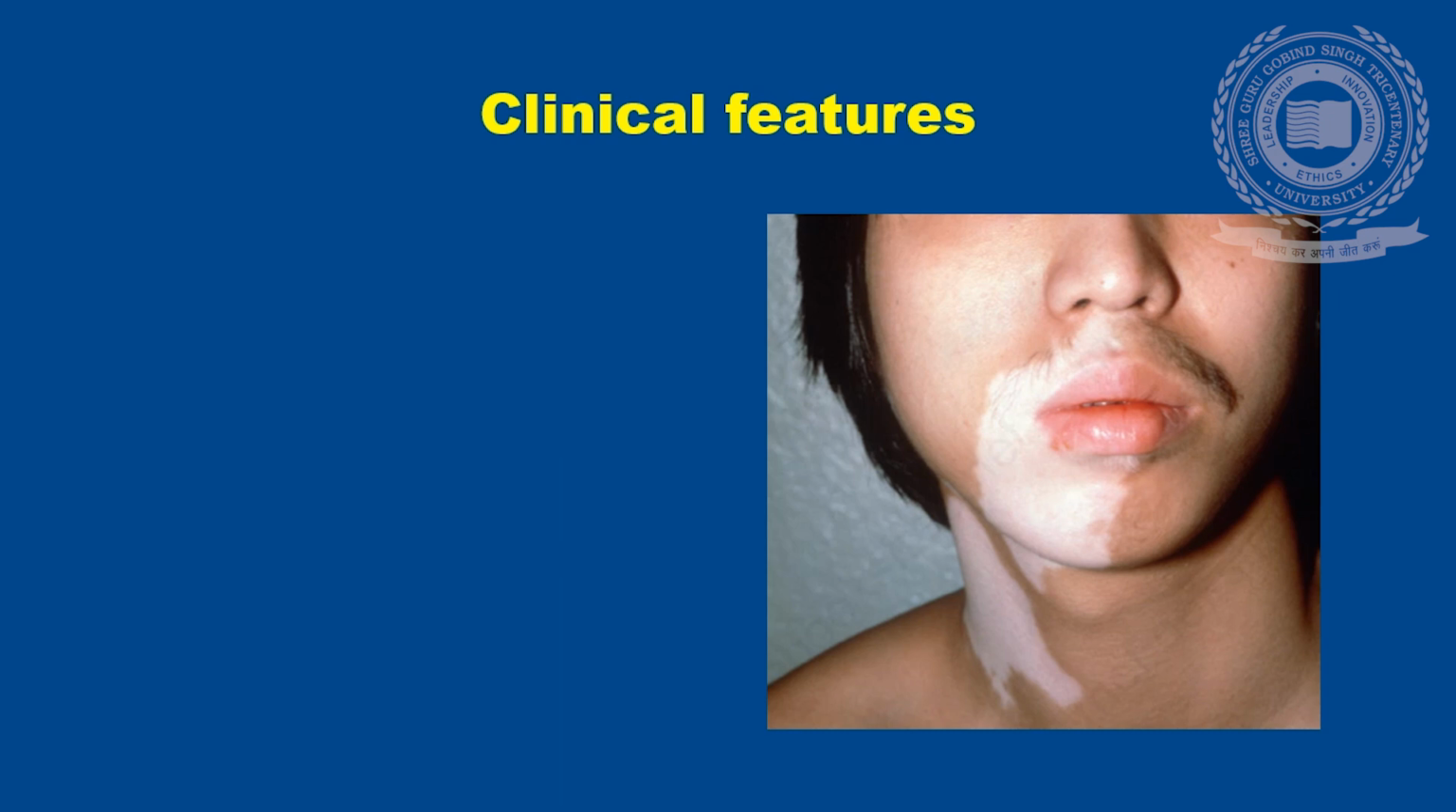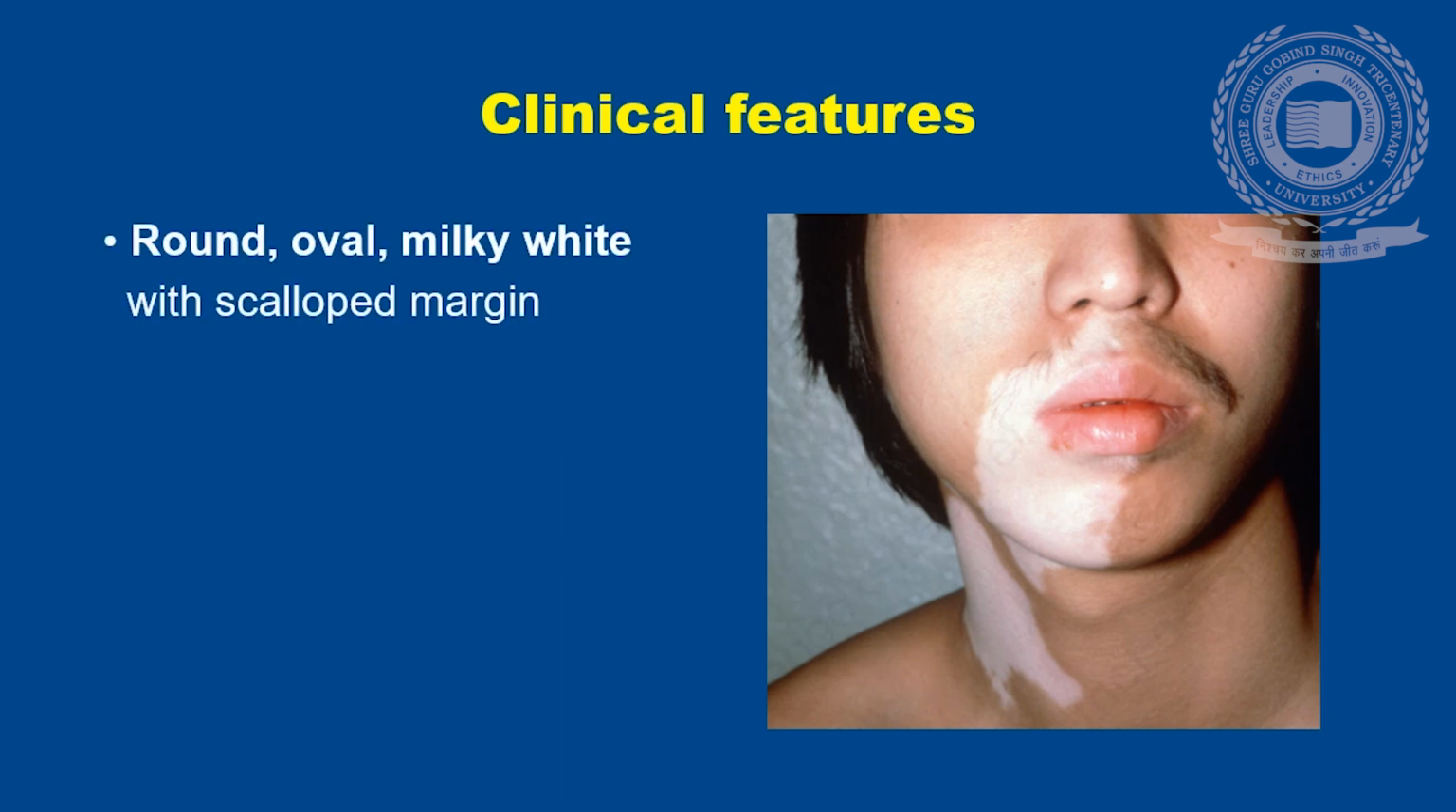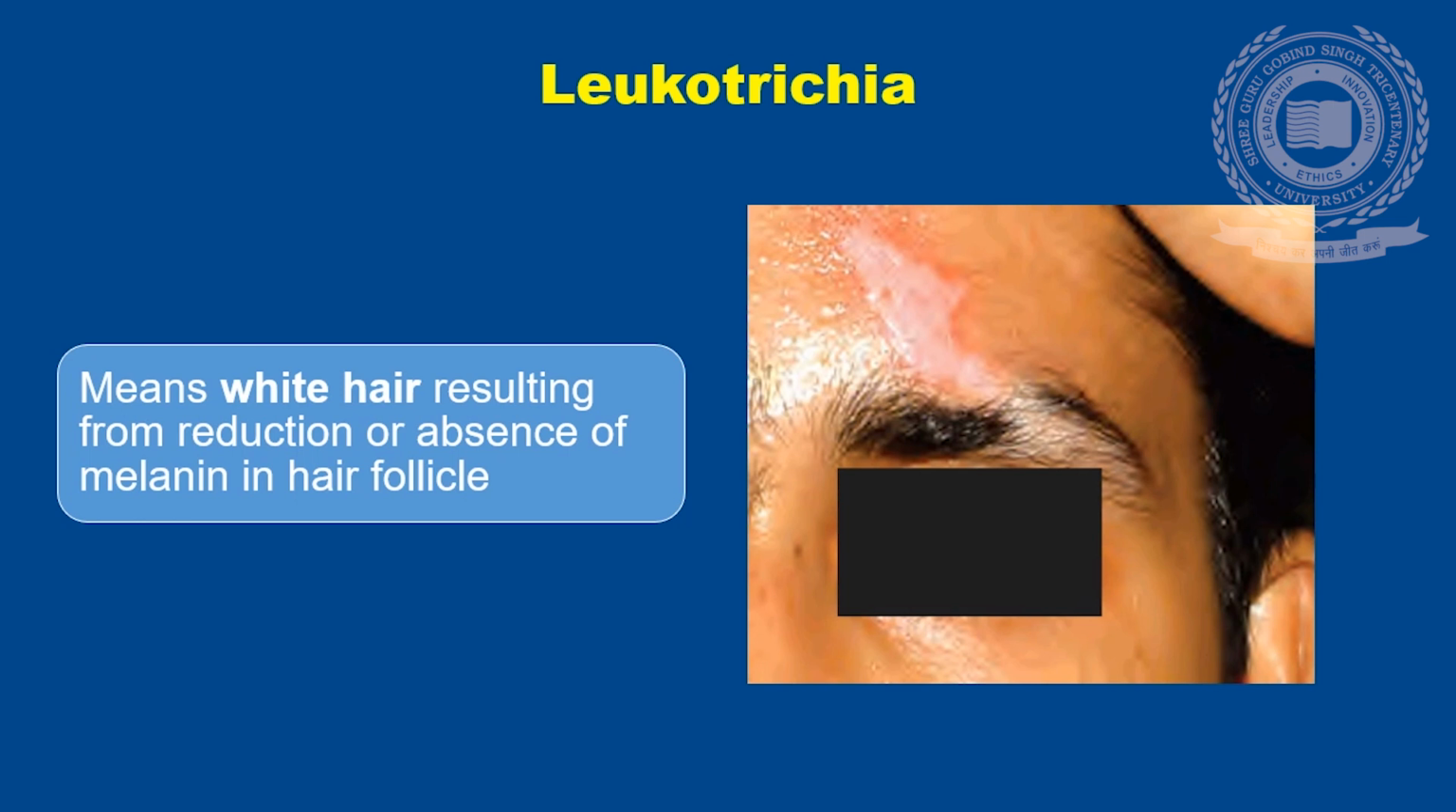The clinical features of vitiligo can be described as round, oval, or milky white depigmented macules with scalloped margins. Leucotrichia occurs in a few patients. The leucotrichia means that there are white hair that result from reduction or absence of melanin in the hair follicles.